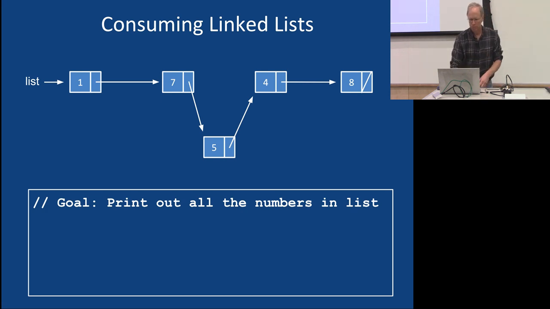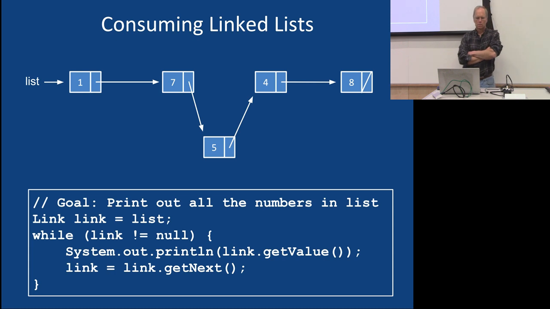So it's a while loop. So it looks like this. I'm going to let link be list. So link will be pointing to the first link object. And while link is not null, what I do is I print out link.getValue, and then I set link to link.getNext. So what will happen is, initially, link will be pointing to this thing here.